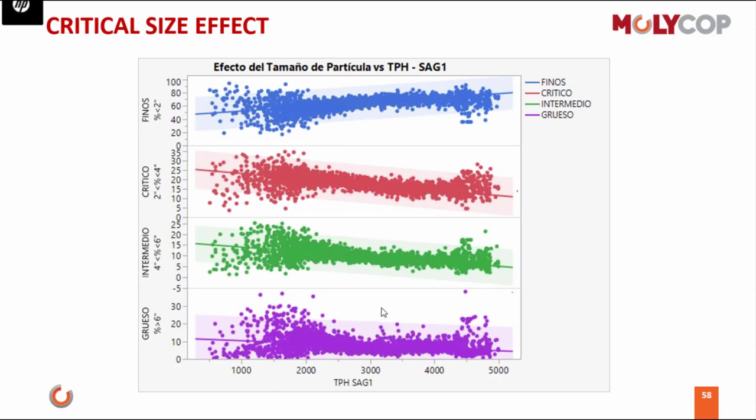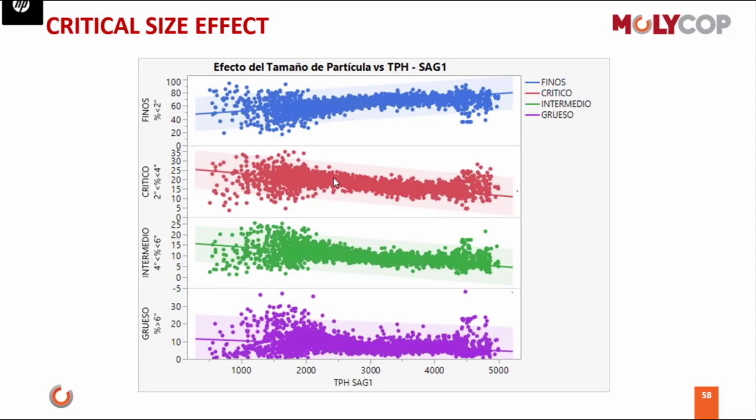So that is the reason it's so important that we can measure this particle size distribution to the mill and try to make the right correlations. The first one is we have to define which is our critical size. The critical size could be 1 inch, 2 inches, 1.5, 2.5 inches. There is one particle size which drives the throughput in the SAG mill. So this is very, very important.